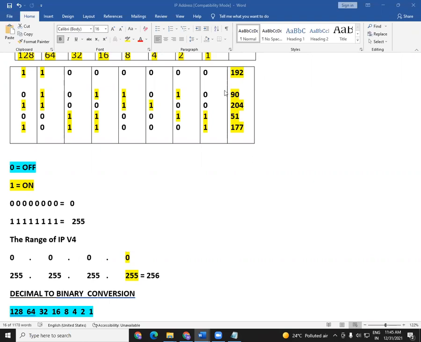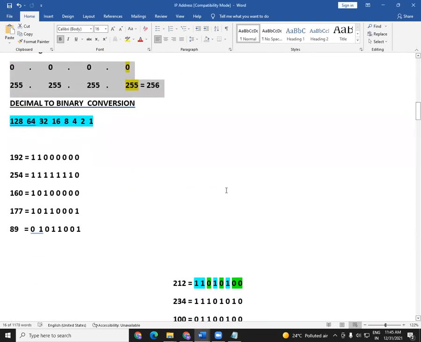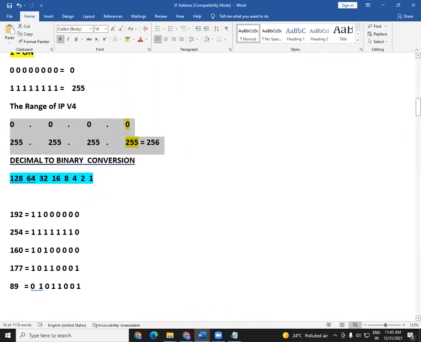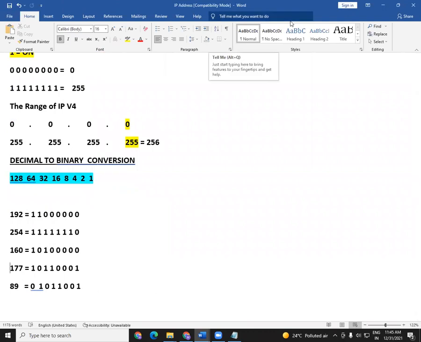Okay, fine. So I hope everything is clear. So let us see the decimal to binary conversions. So we have some decimal values here like 192, 254, 160, 177, 89. Before we see the decimal to binary conversion, one more time I want to repeat here, friends. Binary to decimal and decimal to binary, these are the conversions we need to learn to understand the IP address concept. Without learning these, we cannot understand the IP address concept. So all these things we have to learn in detail.